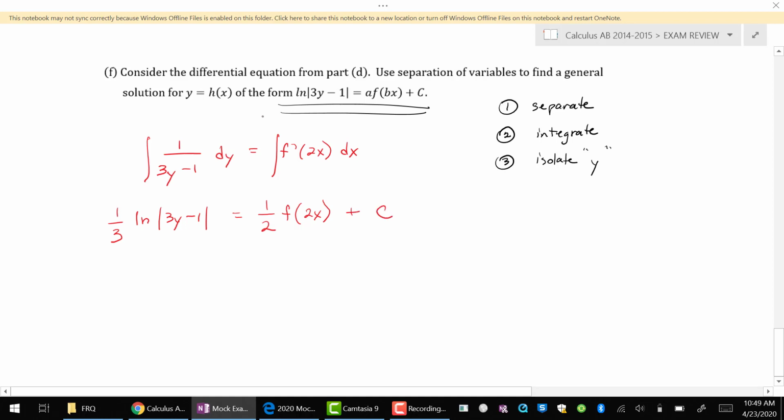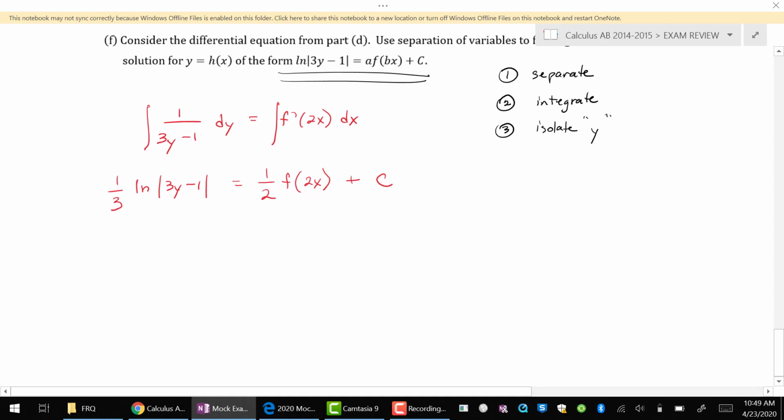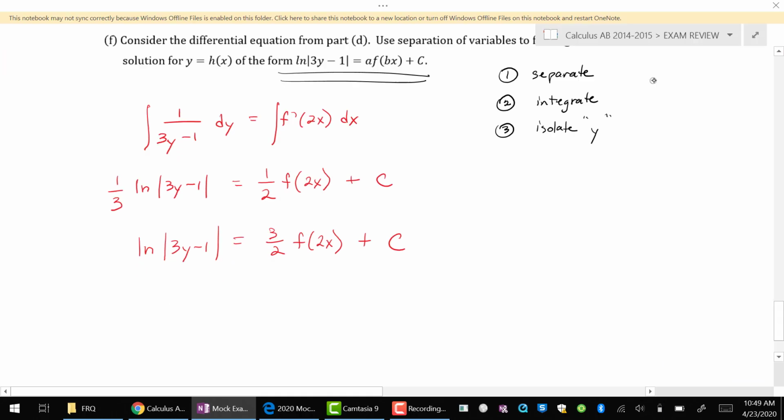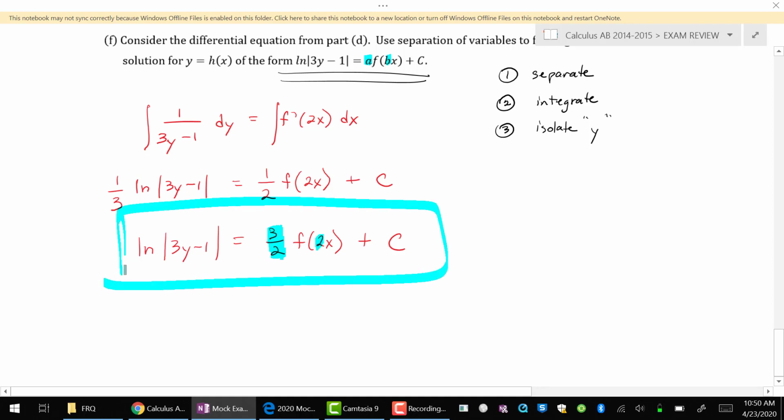Finally, let's get the natural log isolated. So multiply everything by 3. And I'm going to end up with this equation. Constant times 3 remains a constant. And there's the form that the problem wanted. So if I check this here carefully, I'll have an a multiplier there, which is 3/2, and then a b multiplier on the inside of f, which is just regular 2. The entire equation is set in that form. There's the general solution in the form that the problem wanted.